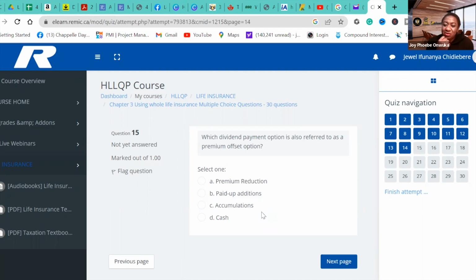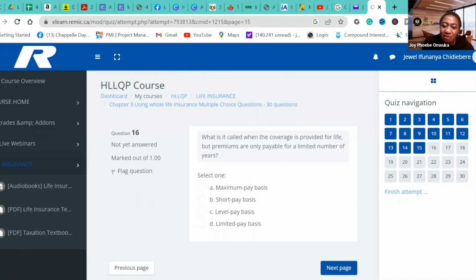I think it's paid up addition because no, premium offset options. No, it should be premium reduction, by using it towards reducing your premium. Use it to offset your premium, right? It's premium reduction. Premium reduction. Paid up addition. All right, so let's go.